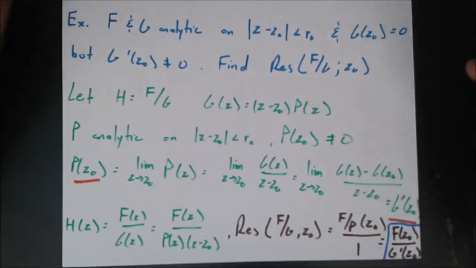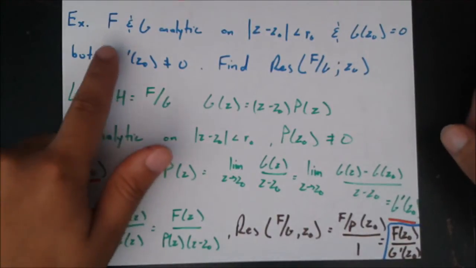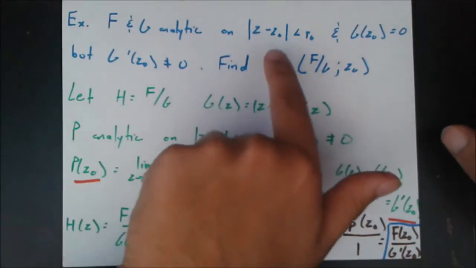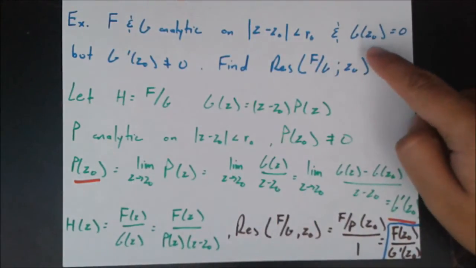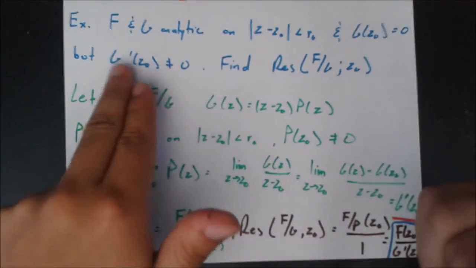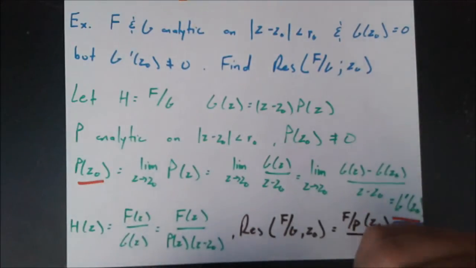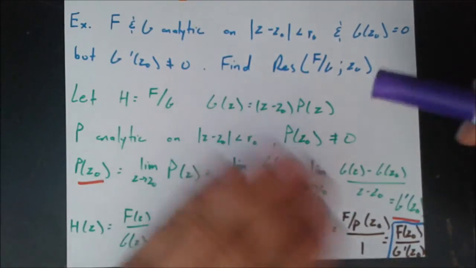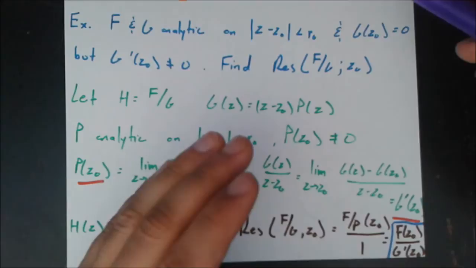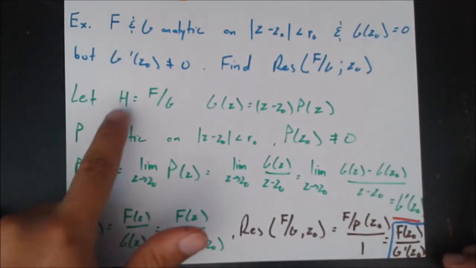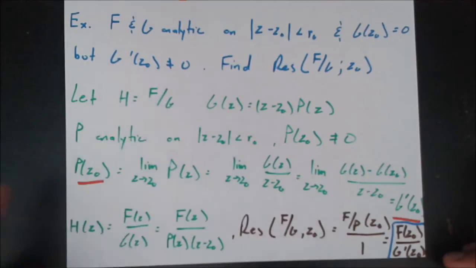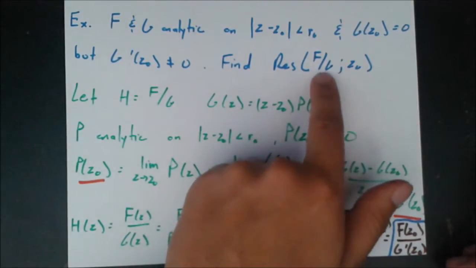What we have is that f and g are analytic on this disk, modulus of z minus z naught is less than r naught. Furthermore, g of z naught is equal to 0, but g prime of z naught is not equal to 0. So next, we want to find the residue of f over g. This is something new: we're finding the residue of a quotient at z naught. So what we're going to do is let this new function h equal f over g, which is a good first step because that's the function we want.